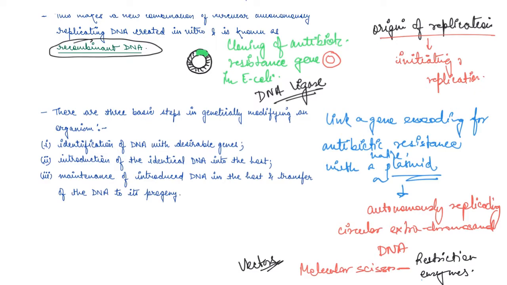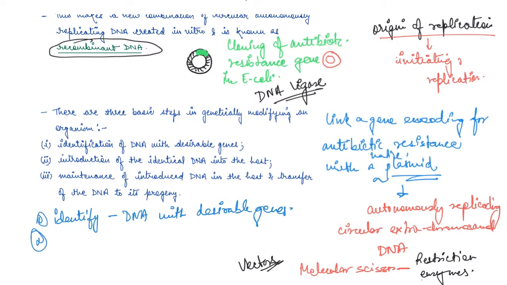Right. So now, guys, with this, we can say that there are three basic steps in genetically modifying an organism. What we do is we identify the DNA with the desirable gene. So the first one is that we identify the DNA with the gene that we want to replicate. Right? This is the first one.